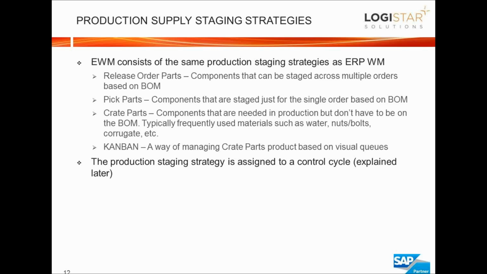You then have another capability called crate parts, and those are needed in production, they're used all the time. They tend not to be on the bill of materials because they're used so frequently. So things like water, nuts and bolts, just commonly used parts can fall into a crate parts strategy. And then last is Kanban, and Kanban is really the same thing as a crate part, but it's just a way to visually manage the process.